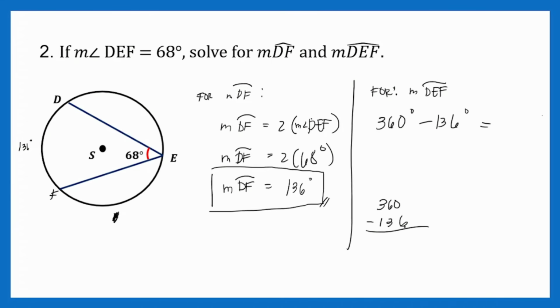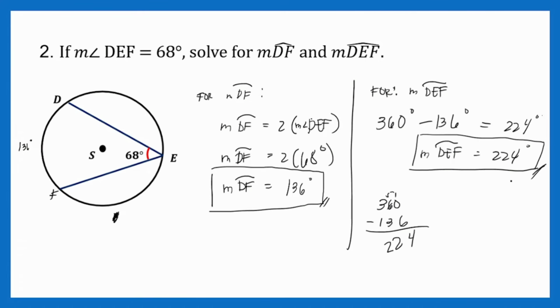So, 0 minus 6 cannot be. So, bawas tayo. Magiging 5. Magiging 10 siya. 4. 5 minus 3 is 2. 3 minus 1 is 2. So, we have 224 degrees. And that is for the measure of arc DEF. That is 224 degrees. And that is now the final answer.